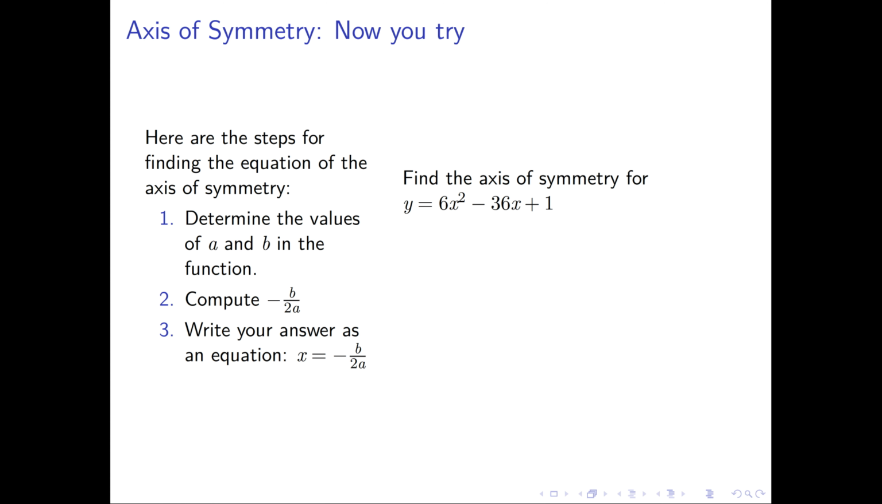Next, I'd like you to, on your own, find the equation of the axis of symmetry for this function, stop the video, and restart when you're finished. Okay, in this case, a equals 6, b equals negative 36. The computation is the opposite of negative 36 over 2 times 6, which is equal to 36 over 12, which is 3. And the equation of the axis of symmetry is x equals 3.